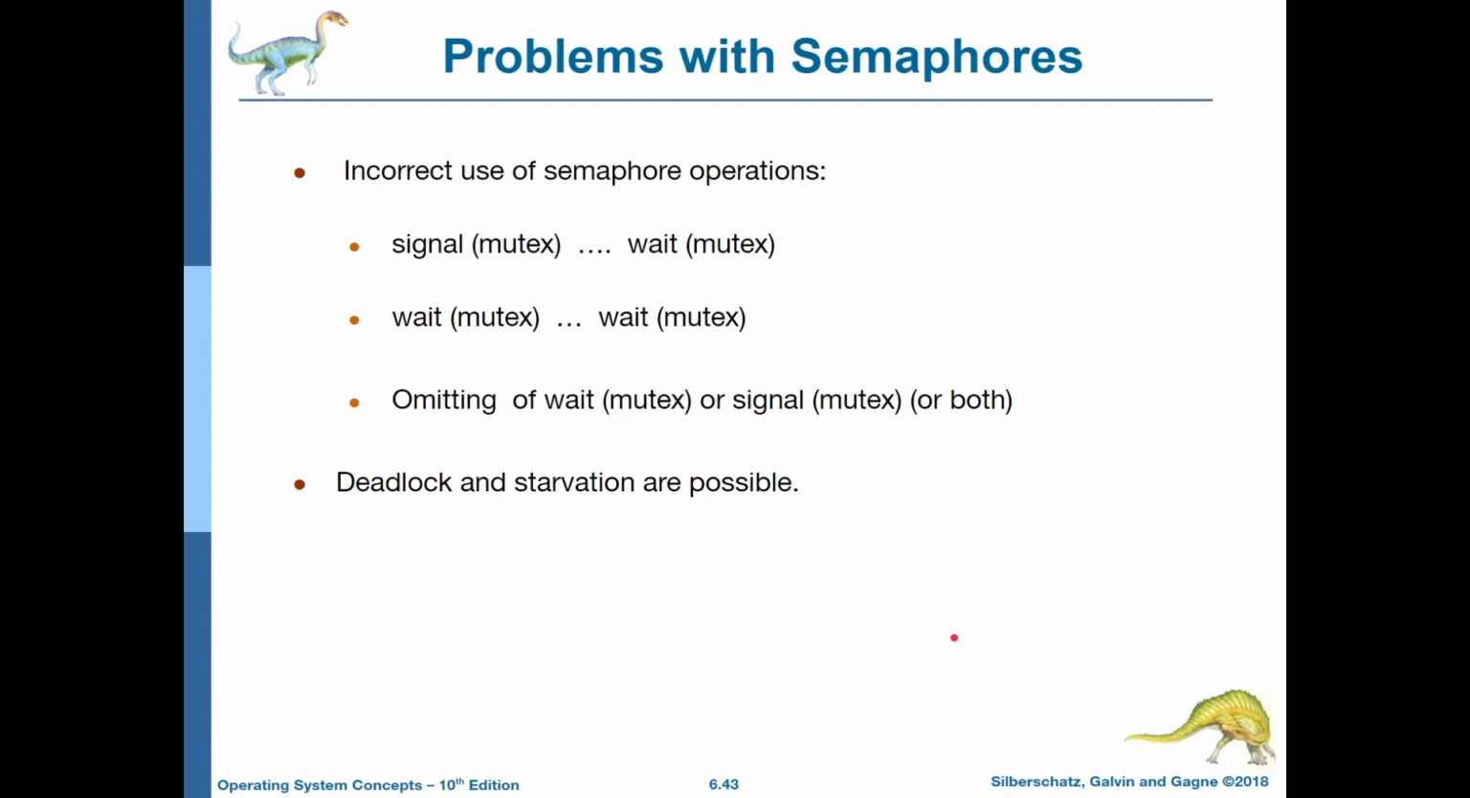So sometimes we have improper use of semaphore operations where we perform a signal first and then we perform the wait. If you signal first, well, that's not going to help you with your wait later. Or if you wait twice, this will cause a deadlock. Or if you remove a wait or a signal or both. In any one of these cases, we can get deadlock or starvation. And we'll talk about that in Chapter 7.